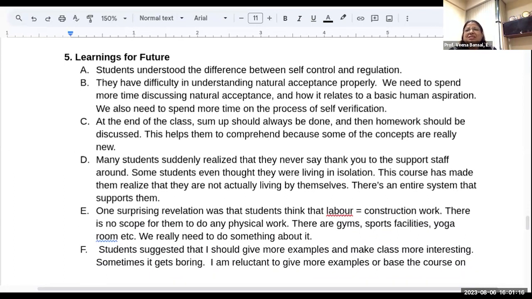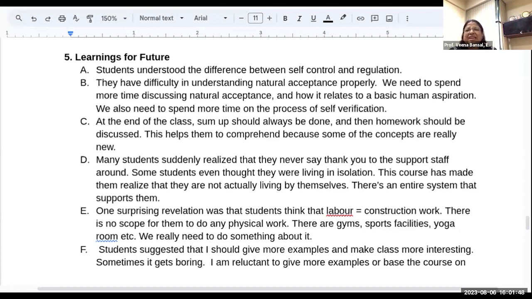Many students told me, I'm happy living alone. But after this course, they suddenly realized how many people are making it possible for them to live a peaceful life on the campus and how they are related to so many people. Many of these students have now started saying thank you and acknowledging the presence of all the people who are supporting them.